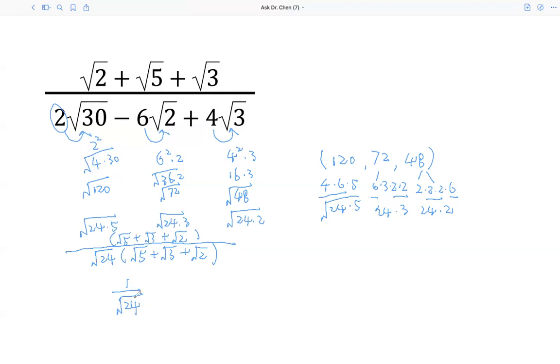Usually we don't want irrational numbers in the denominator, which means we want to rationalize this. I just multiply square root 24 divided by square root 24. Then that becomes square root 24 divided by 24. Now square root 24 can be simplified because I have 4 times 6. Square root 4 is 2. So I have 2 radical 6 divided by 24. Then 2 simplifies 24 to be 12. So I have square root 6 over 12. That's it.